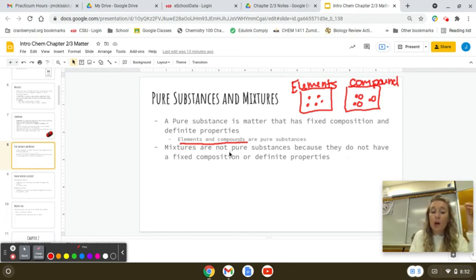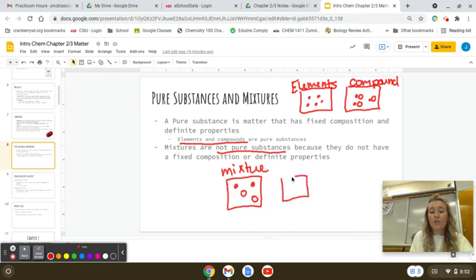However, mixtures are not pure substances because they do not have a fixed composition. So mixtures could be a combination of elements, okay? So I have this element here and I have this element. If I pull something out of that bag, I could get this one or this one. The composition is not the same. I'm not going to get the same thing every time. So this is an impure thing. So this is a mixture. And you can have mixtures of elements. You can have mixtures of compounds.